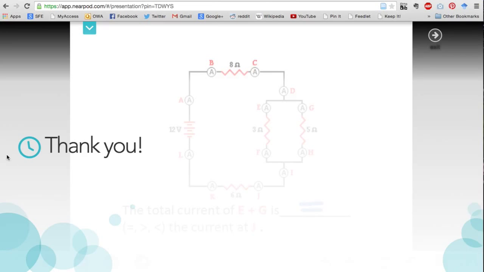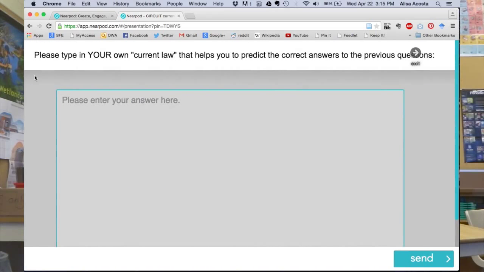And it just kind of built, and then eventually, after we got a sense of what our expectations were, they would then build a rule that would help them come up with the answer in any situation, whether the current be higher or less or the same in these different situations.